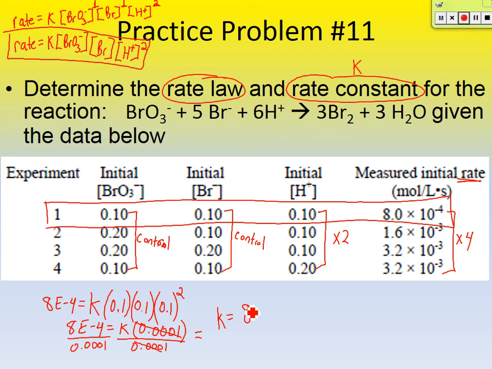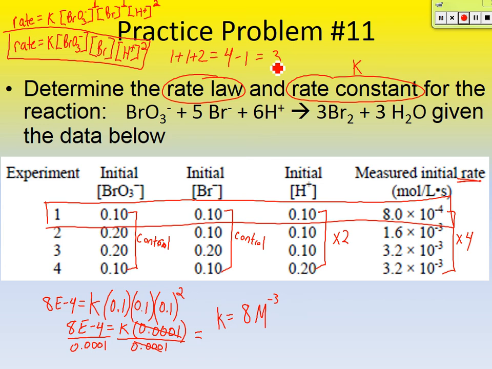Now let's go back and figure out the overall order of this reaction, which was 1 plus 1 plus 2. So 1 plus 1 plus 2 is equal to 4. Now an easy way of determining the units for K: if we take the overall order of the reaction and subtract 1, that is equal to 3. And then we have to put a minus sign on there. So it's molarity to the minus 3.